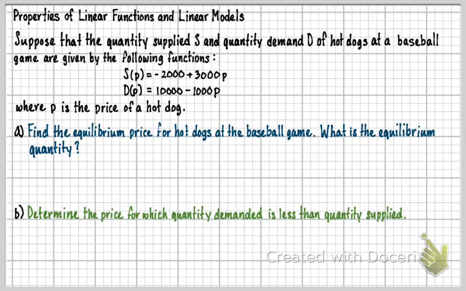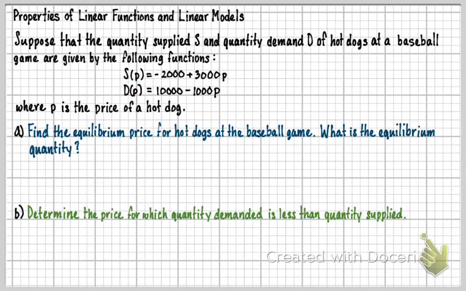This problem says, suppose that the quantity supplied S and the quantity demanded D of hot dogs at a baseball game are given by the following functions. So here's my S function, that's my supply function, and my demand function there. And it says where P is the price of a hot dog. So P is the price, and this is the quantity supplied, and that's the quantity demanded.